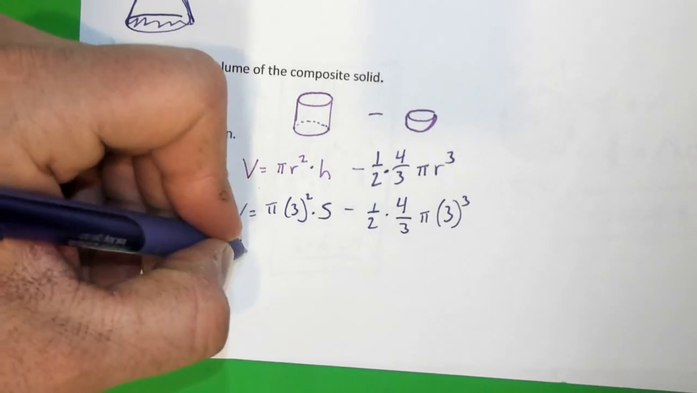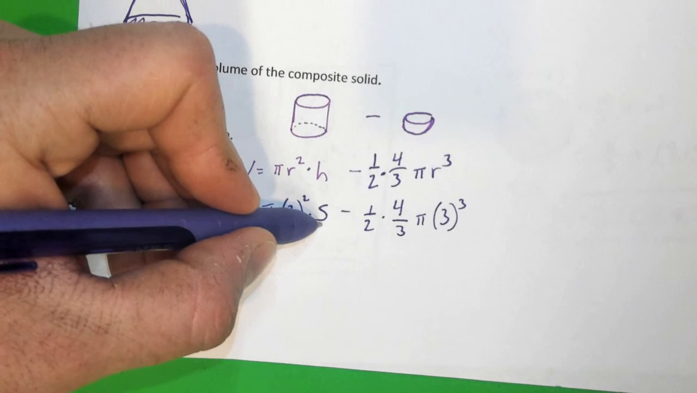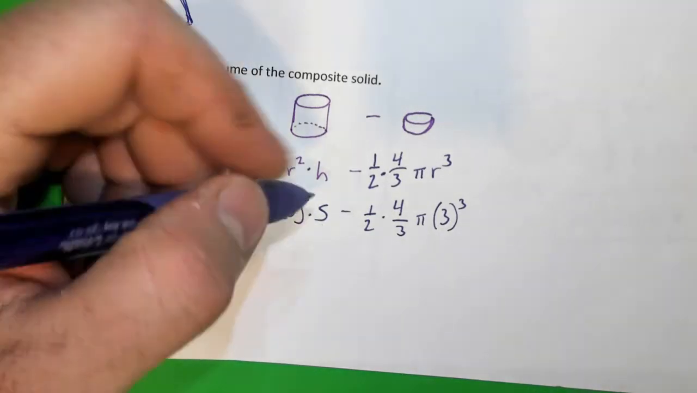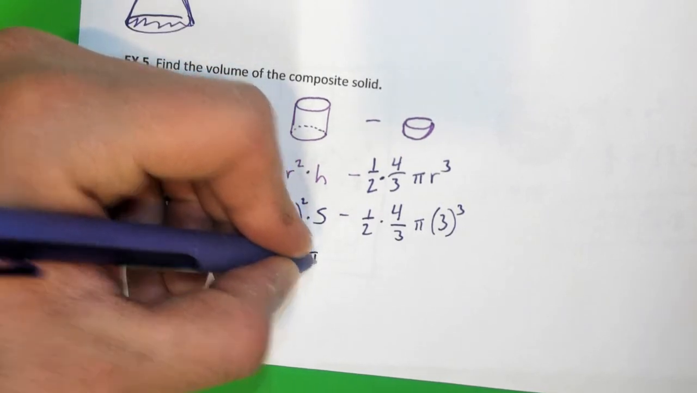Okay, all of this is a bunch of multiplication, which means that we can multiply them. I am going to once again try to get an exact value, and I'm just going to kind of work around my pi's. So I'm going to do 3 squared times 5. 3 squared is 9, and 9 times 5 is 45. I do have my pi still, so I'll keep my pi there.